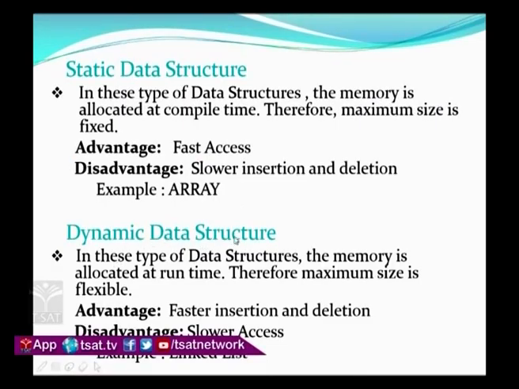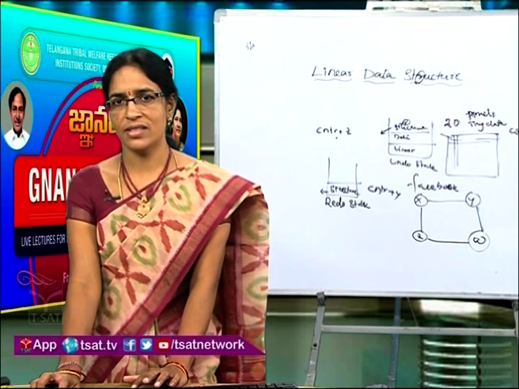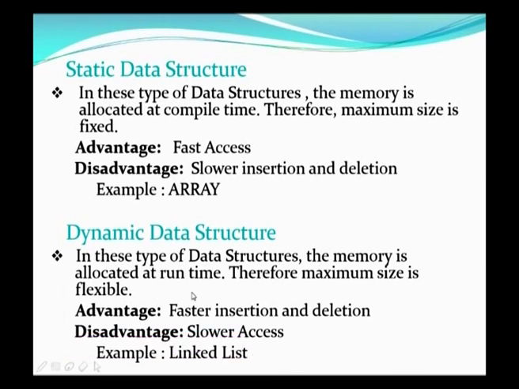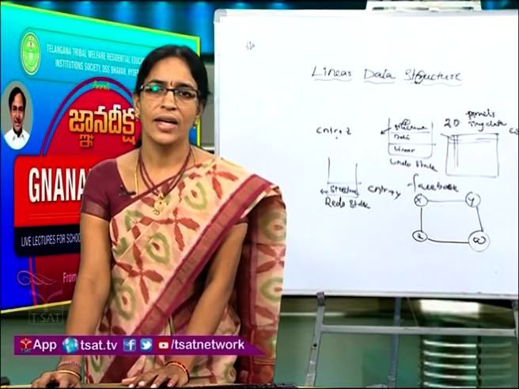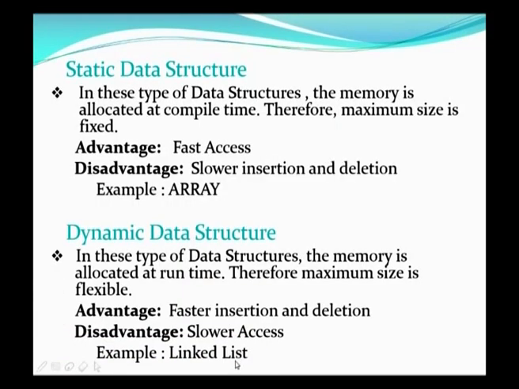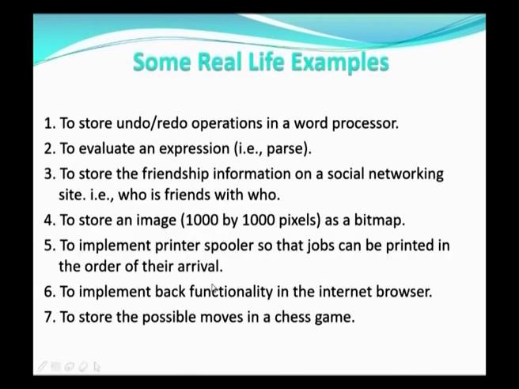Coming to the dynamic data structure, in this type the memory is allocated at runtime, therefore the maximum size is flexible. That means at runtime you can grow or shrink your data structure. That is possible in dynamic data structures. An example of a dynamic data structure is the linked list. Here insertions and deletions are faster, but access is slower. So slower access is the disadvantage. Okay. Next. These are some real life examples of different data structures to store.